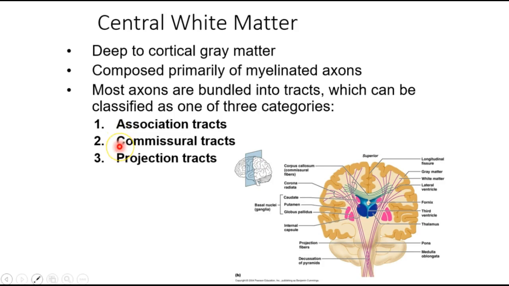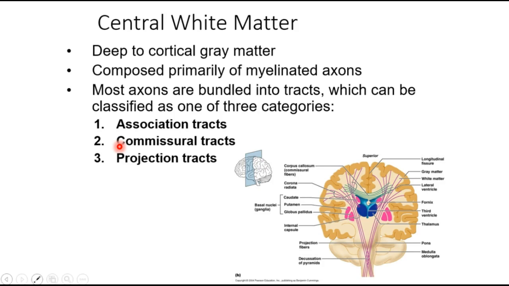A commissural tract is specifically communicating between the right and left hemisphere. So you're going to have one structure where you're going to find most of your commissural tracts. What is that structure? Not the longitudinal fissure, that's that. You're in the right area logically. The big body, the corpus callosum. Well done.